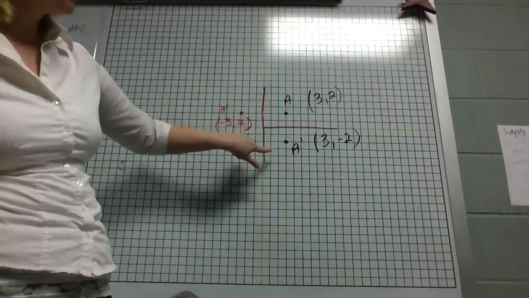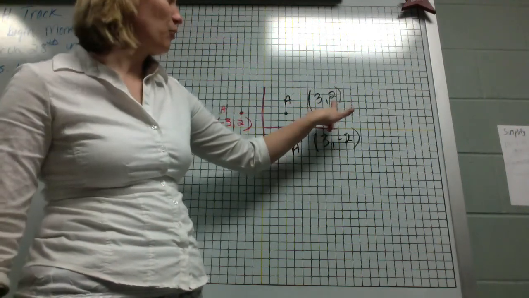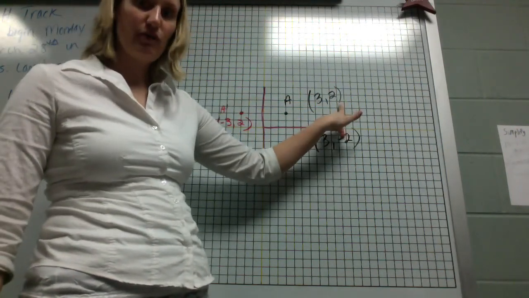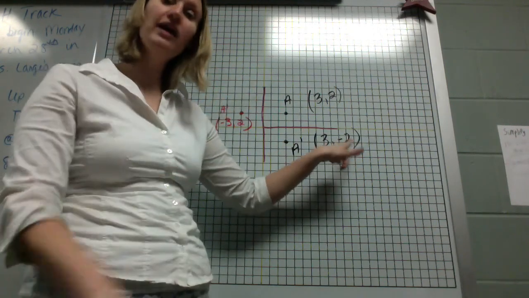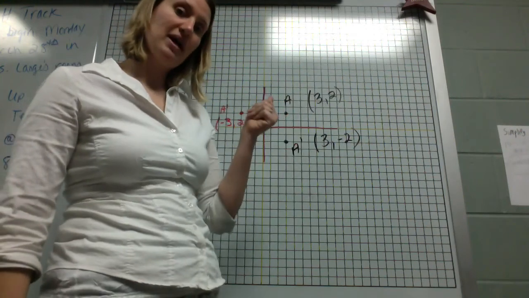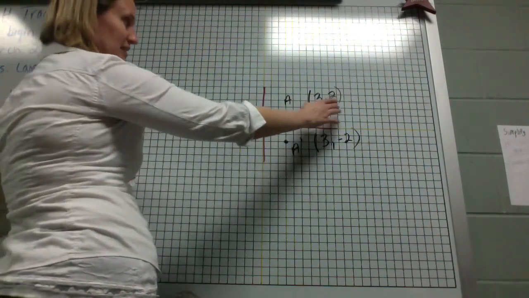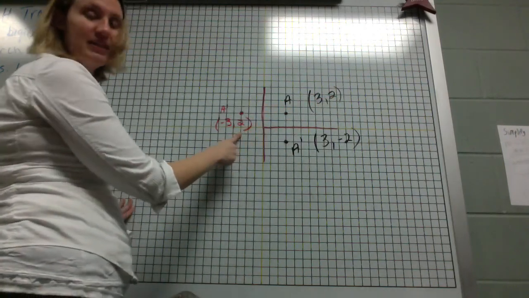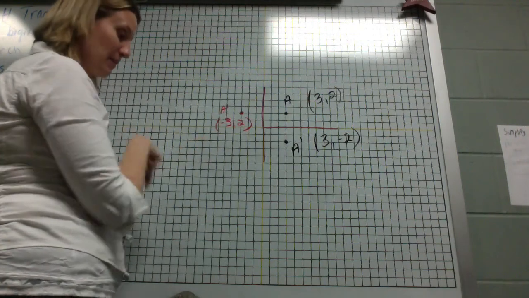Now if you look, you can see there's a bit of a pattern here, okay? When I reflected over the x-axis, my x value stayed the same, and my y value became the opposite. I went from a positive to a negative. And if I started down here and went the other way, I would have gone from a negative to a positive. When you look at the reflection over the y-axis, you can see that this time it is the y values that stay the same, and it is the x values that are the opposite.